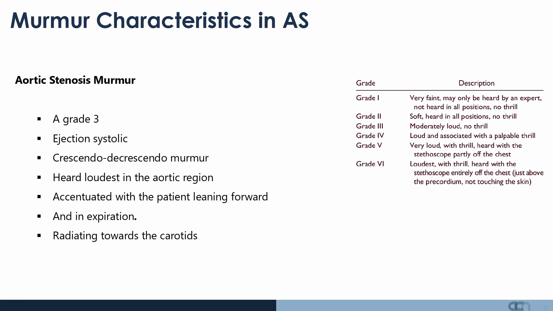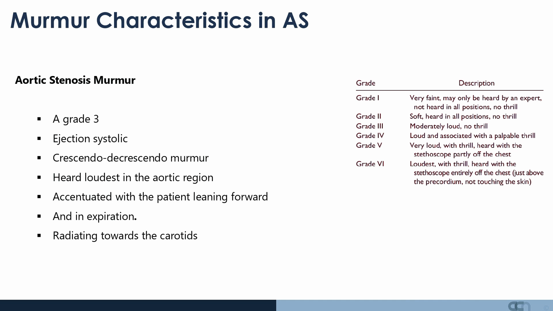Grade 3 is a moderately loud murmur without a thrill, and grade 4 is a loud murmur with a thrill. Grade 5 is a very loud murmur which can even be heard with the stethoscope partially off the chest. And a grade 6 murmur is where the murmur is very loud, a thrill is present, and it can be heard with a stethoscope entirely off the chest, just over the precordium without touching the precordial skin.